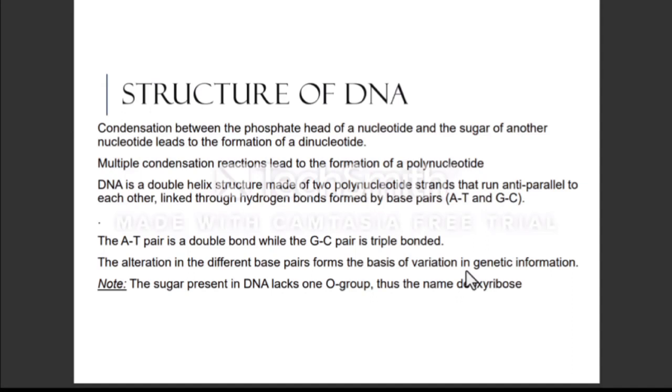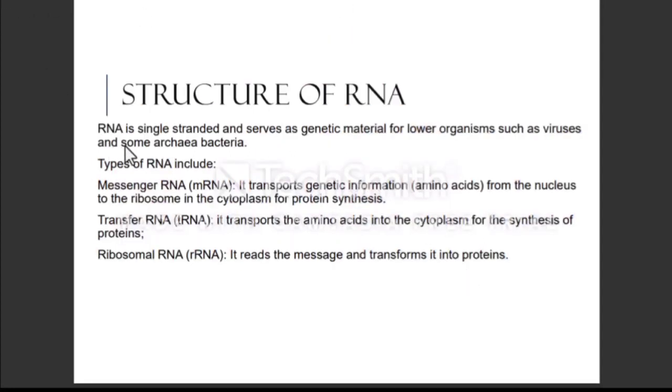We already said that the sugar in DNA lacks one O group, and that's why we call it deoxyribose. RNA is single-stranded, as said, and it serves as genetic material for lower organisms such as viruses and archaebacteria. We have many types of RNA. Messenger RNA's main function is to transport genetic information from the nucleus to the ribosomes in the cytoplasm for protein synthesis. The ribosome is going to assist in protein synthesis. Then there is transfer RNA, or tRNA, which transports amino acids in the cytoplasm for synthesis of proteins. Then there is ribosomal RNA, which reads the message and is able to transform it into proteins.